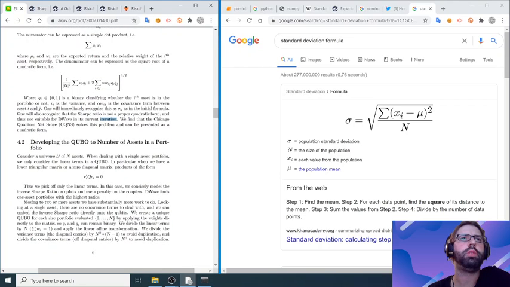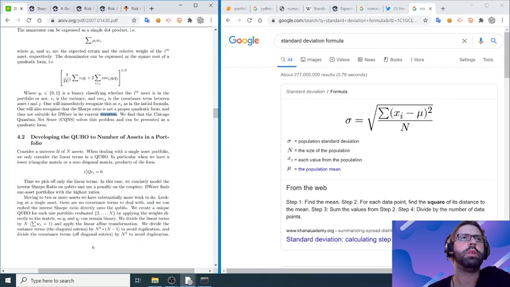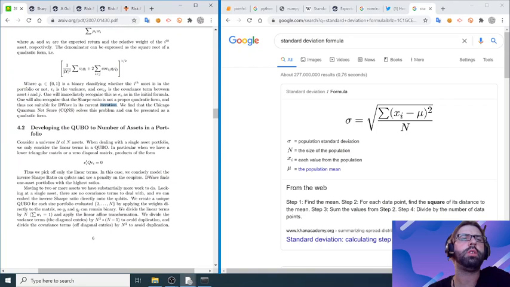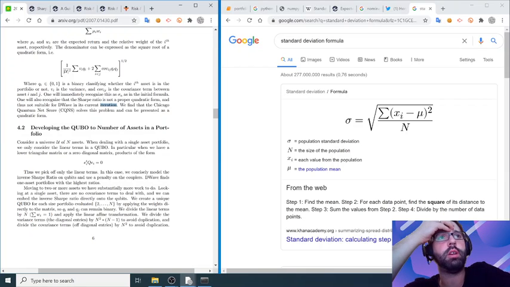Developing the QUBO to number of assets in a portfolio. You consider a universe U of n assets. When dealing with a single asset portfolio, we only consider linear terms, in particular when we have a lower triangular matrix or a zero diagonal matrix. Products of the form, blah blah blah. What is this? This would pick off only the linear terms. In this case, we concisely model the inverse Sharpe ratio on qubits and use a penalty on the couplers. D-Wave finds one asset portfolios with the highest ratios.